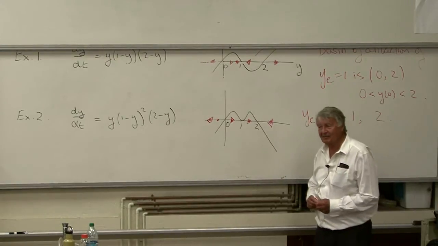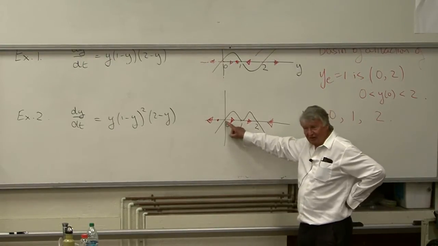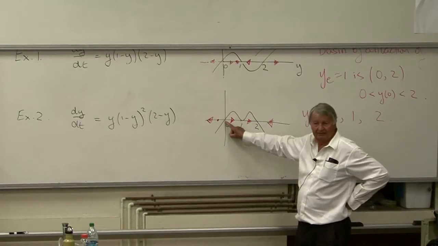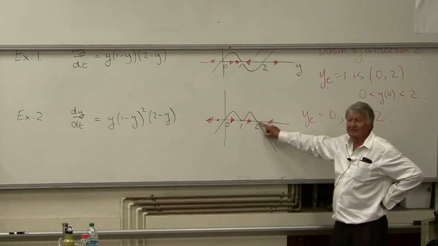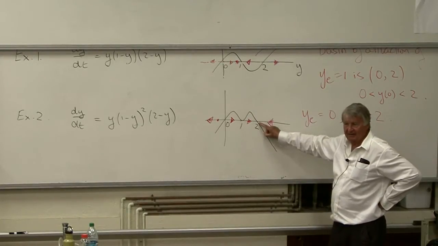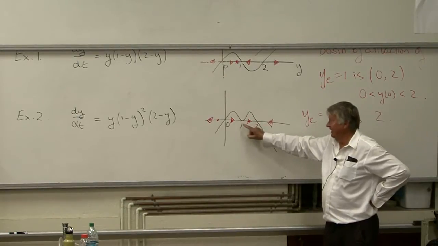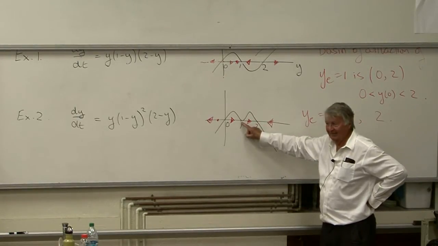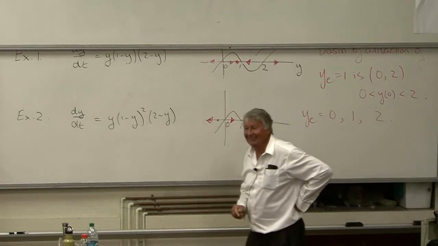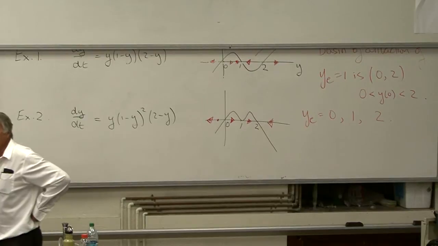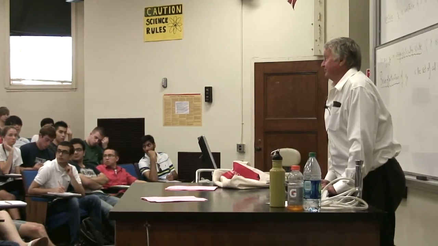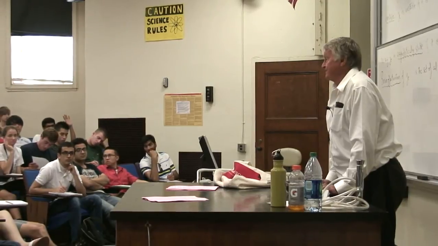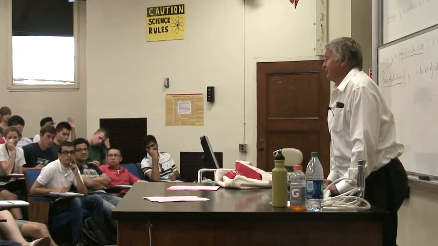Now, would you like to tell me, first of all, 0, unstable or stable? Correct. 2, stable or unstable? Asymptotically stable. Right. 1. How many people think it's unstable? Get the hands right up. Yep, good. How many people think it's stable?